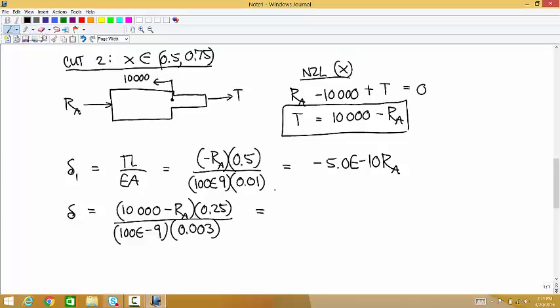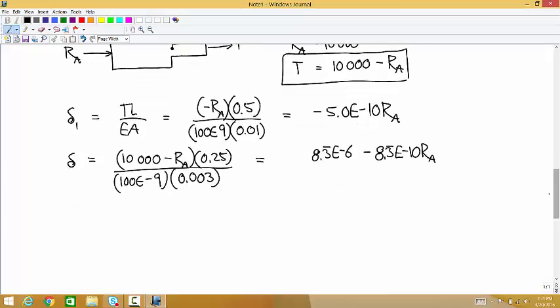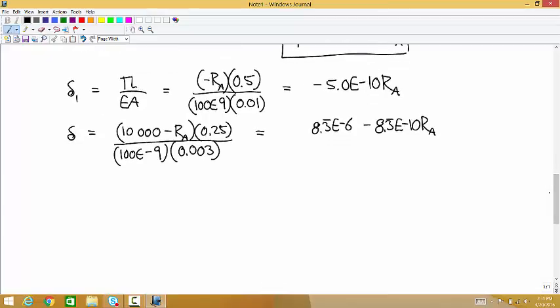Can someone just tell me what this is so I can... 8.3 repeating e to the negative 6 minus 8.3 repeating e to the negative 10 RA. Okay, which I just did. That's what you just told me? Yeah, I thought you told me the whole answer. No, that was the whole thing for that. Okay.